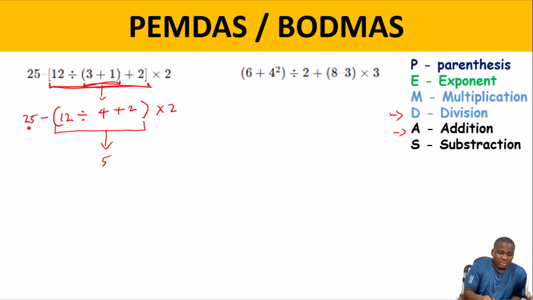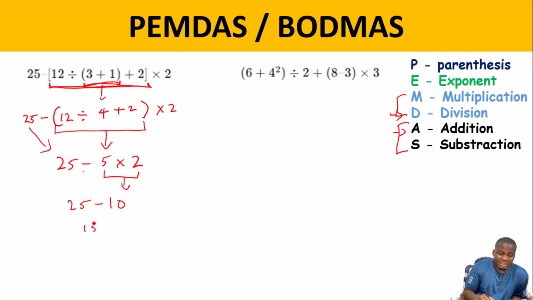So, we have 25 minus 5 times 2. So we have subtraction and we have multiplication. Now look here. Like I said, addition and subtraction are on the same level. Multiplication and division are on the same level. So multiplication and division come before addition and subtraction. So we have to solve multiplication first. So 5 times 2, that's 10. So we have 25 minus 10, and that is 15.